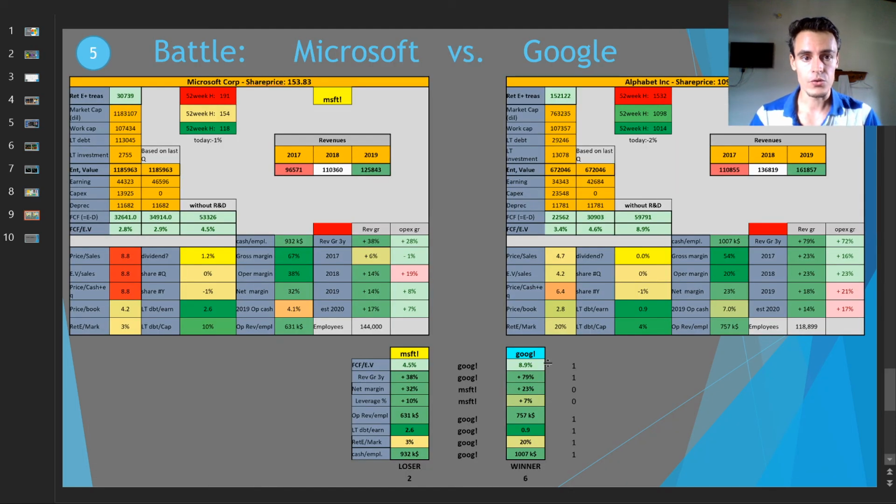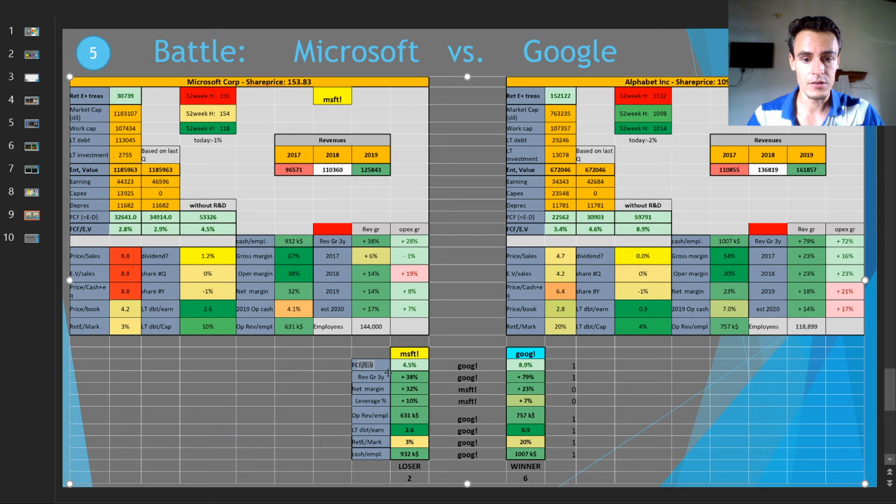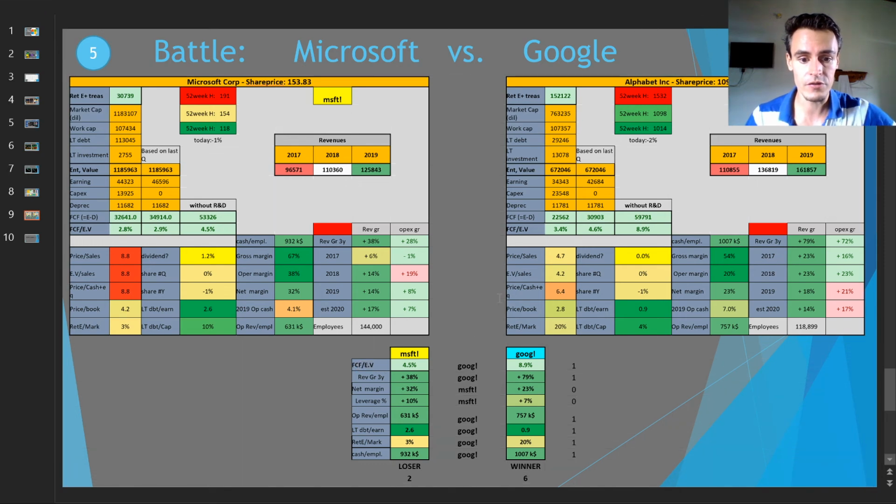Now, as I was mentioning, I was giving just a quick comparison, so I call that a battle between Microsoft and Google. My different criteria to compare one company with another are: the free cash flow divided by the EV, if you don't incorporate the research and development; the revenue growth for the last 3 years; the net margin; the leverage, which is basically the difference between the revenue growth and the OPEX growth; the operating revenue per employee, just to evaluate the efficiency of the company; the long-term debt divided by earnings; the retained earnings divided by the market cap; and also the cash per employee.